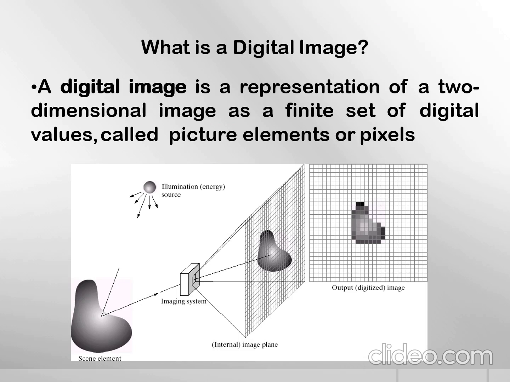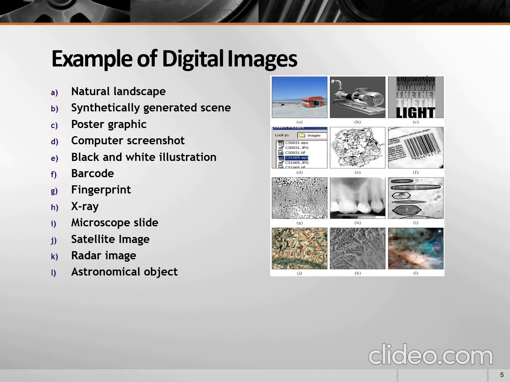A digital image is a representation of a two-dimensional image as a finite set of digital values called picture elements or pixels. Some examples of digital images are natural landscape, poster graphic, barcode, fingerprint, X-ray, microscopic slide, satellite image, radar image.